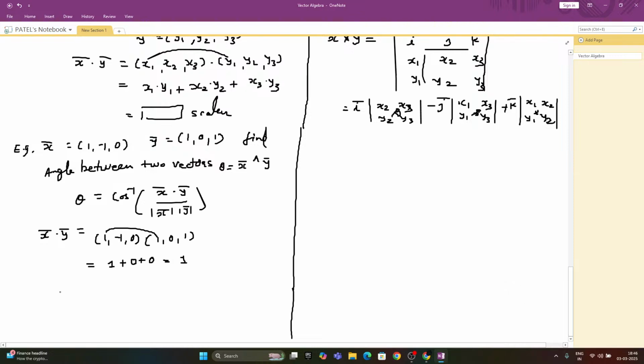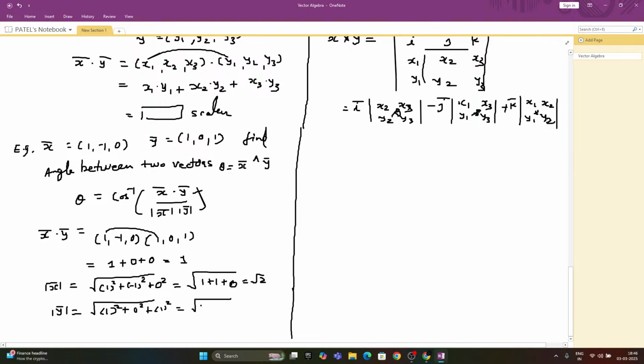So if we take the dot product, we got 1, so we got the numerator, right? Now we have to find the modulus of x bar. So mod of x bar is 1 square plus minus 1 square plus 0 square, so 1 plus 1 plus 0, it is root 2. Similarly, for modulus of y, 1 square, 0 square, 1 square, it is again 1 plus 0 plus 1, root 2.